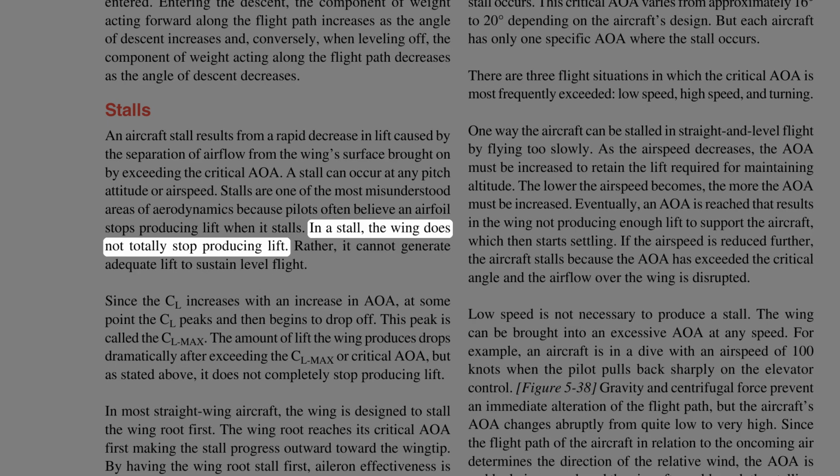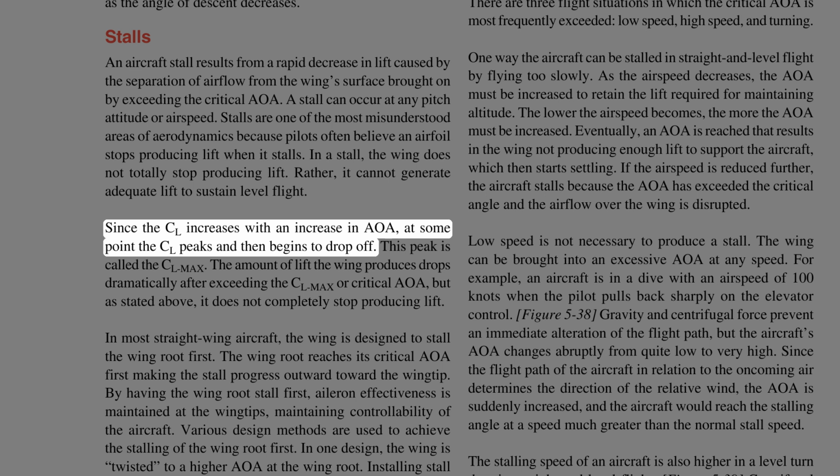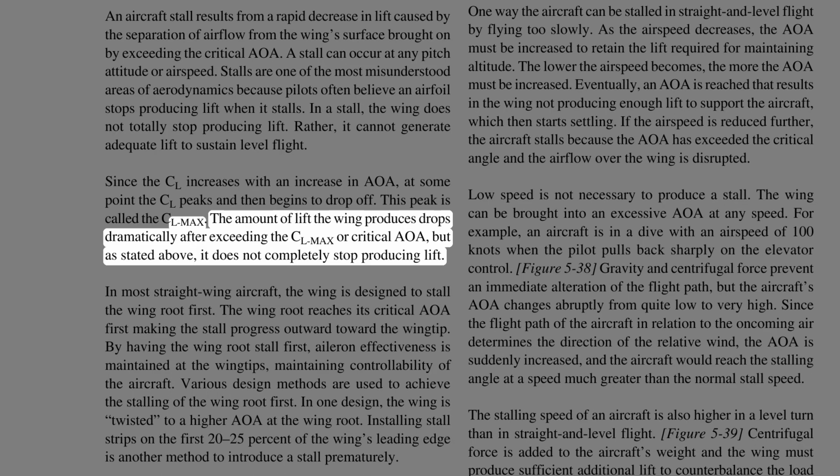In a stall, the wing does not totally stop producing lift. Rather, it cannot generate adequate lift to sustain level flight. Since the CL increases with an increase in AOA, at some point the CL peaks and then begins to drop off. This peak is called the CL-max. The amount of lift the wing produces drops dramatically after exceeding the CL-max or critical AOA. But, as stated above, it does not completely stop producing lift.